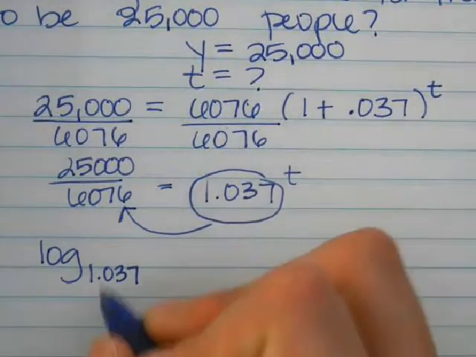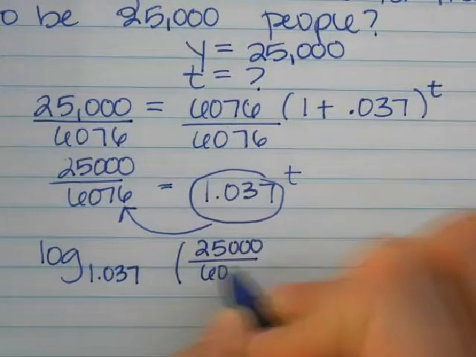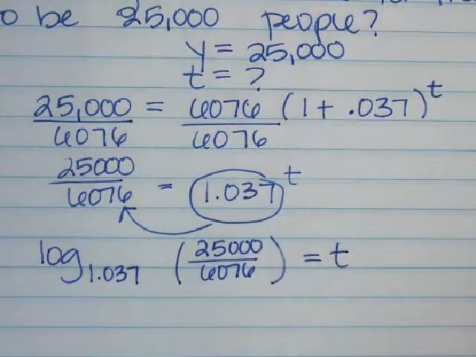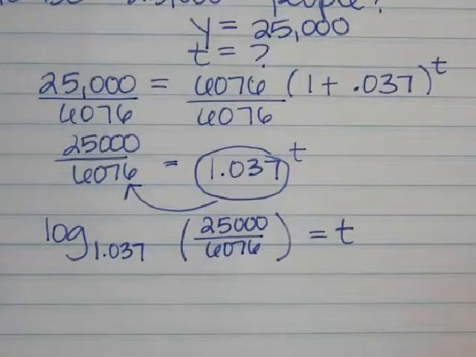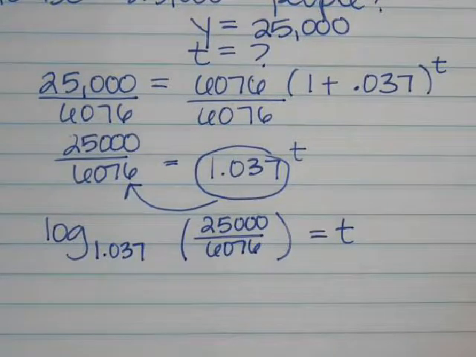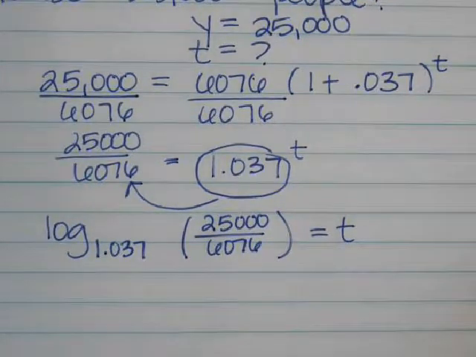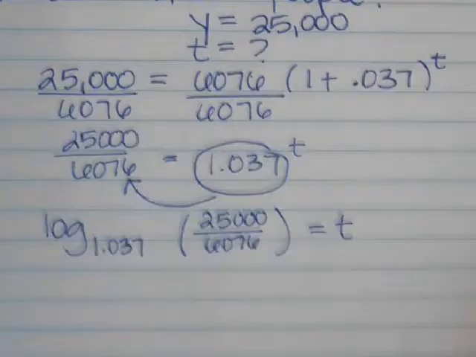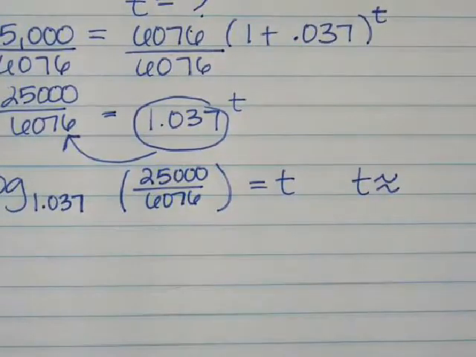So log base 1.037 of this fraction, the 25,000 over 6,076 equals t. Have we figured out the number of years? Yeah, we just solved it, right? t is alone. Now, is somebody going to write a sentence? They're going to say, it takes log base 1.037 of 25,000 over 6,076 years to have 25,000 people. Are we going to phrase it like that? No, we are not. You could sound smart or crazy. We're going to go ahead and type this in on the calculator.